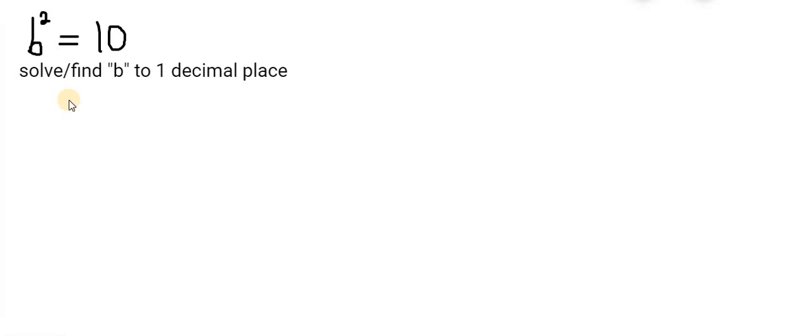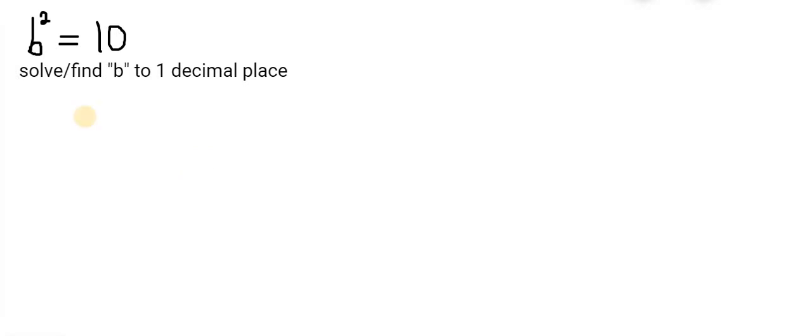Now, we have a question, b squared is equal to 10. Solve or find b to one decimal place. Now, some of the stuff we're going to be doing with this question, if you have watched all the videos leading up to this one, you should be able to understand everything. The only thing we're doing new, I will be explaining. Okay? So get your calculator and let's get into it.